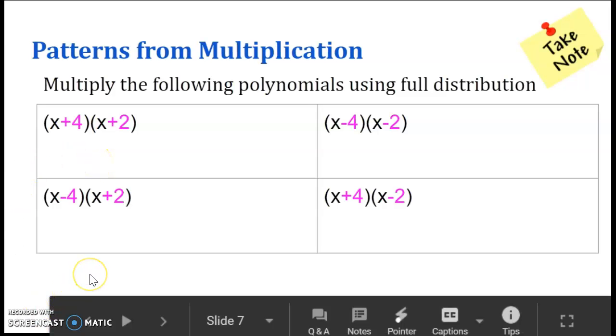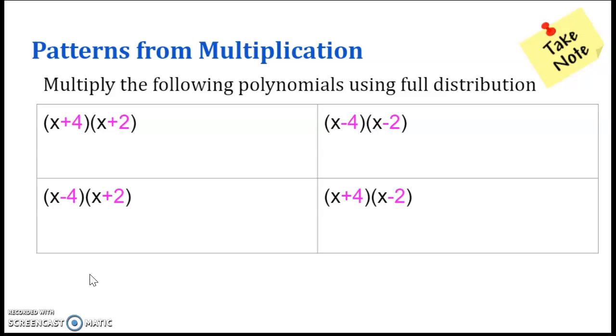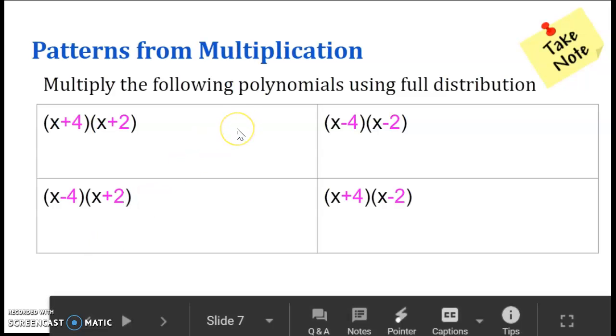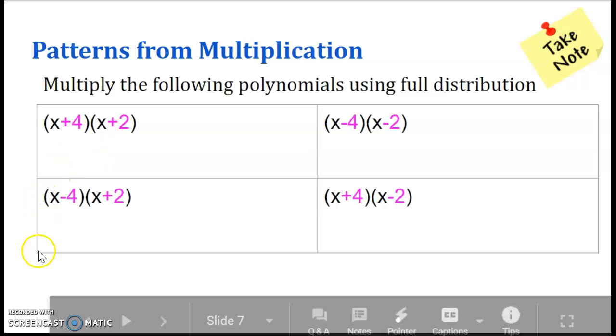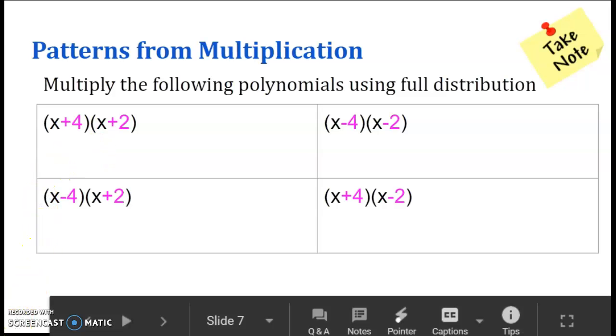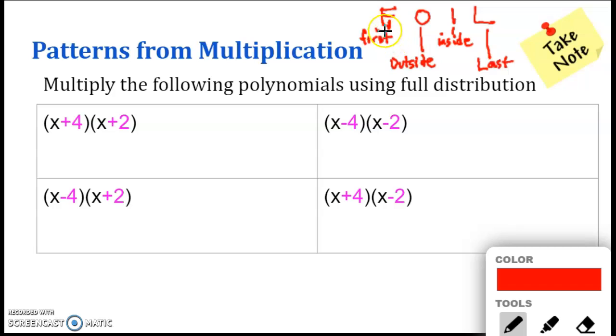Okay, so I've talked to you about the FOIL method. I've talked to you about the distributive method. Now that you hopefully understand how to use the distributive method, FOIL is just a simplified version of it when you're dealing with a binomial multiplied by a binomial. So I do not mind you using that. In fact, that actually makes it a little bit simpler. I mentioned last lesson that FOIL stands for F is first, O is outside, I is inside, L is last.